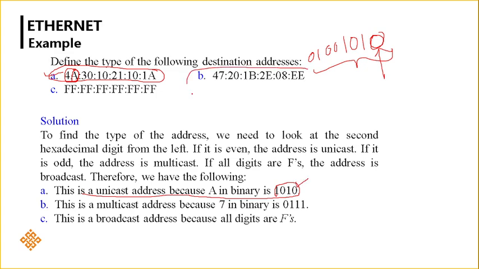Similarly, if you see the second MAC address, here it is 7. 7 in binary is 0111. The least significant bit is 1, so it is multicasting. If you see the last address, all bytes are ones, meaning all 48 bits are 1, so it is represented as a broadcasting address. In this way, just by seeing the least significant bit of the first byte, you can identify whether it is unicast or multicast, and if all the bits are 1, then we can say it is broadcasting.